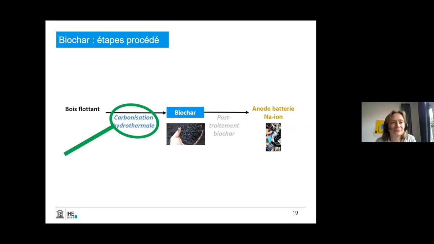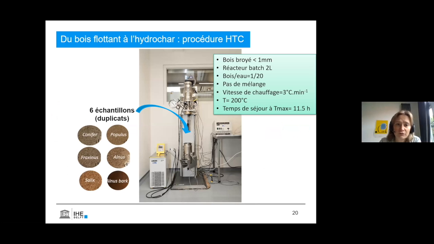So once we characterized the samples, we wanted to convert them by hydrothermal carbonization. So we did this in the lab in the IHU. Here you can see the experiment. So we have the thermal reactor. We put 6 samples through it with duplicates, and each time we mixed wood and water in the conditions that you see in the top right box, and then we closed the reactor.